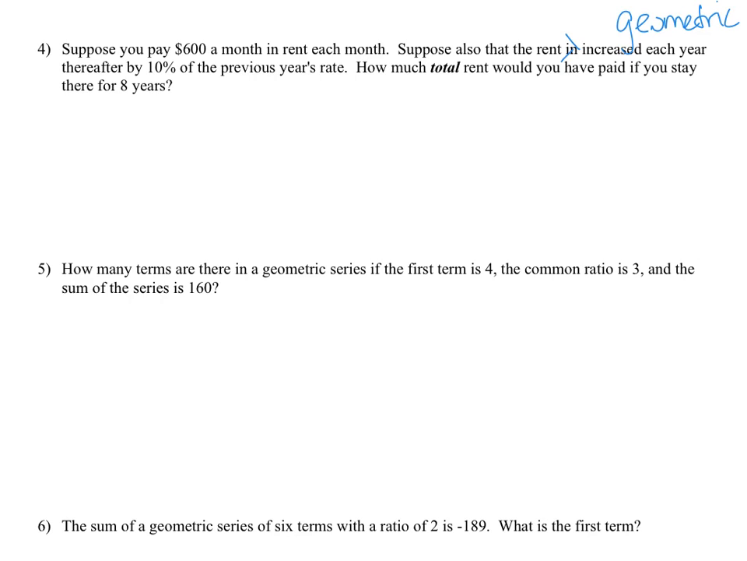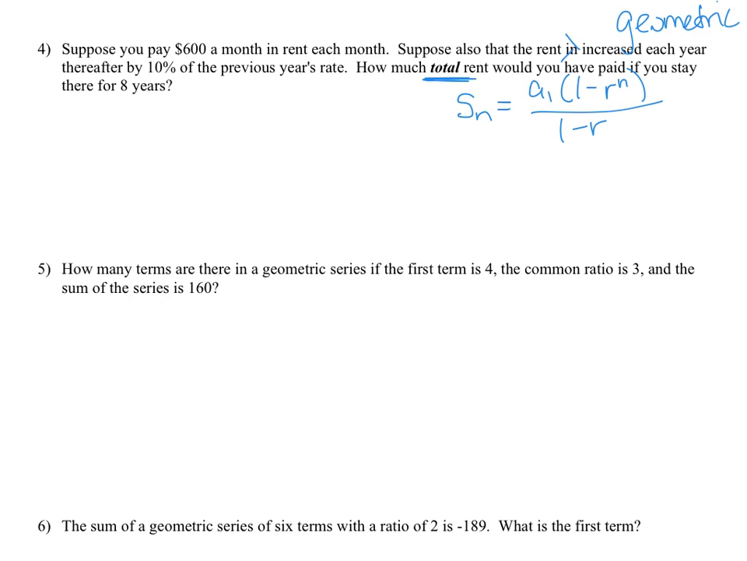Now I read through it and I said, oh, total rent. So what that tells me with total rent is that I'm going to be adding stuff up. So the formula for that is, if you recall, the first term, 1 minus r to the n, divided by 1 minus r. Again, you're given that formula, but those are the pieces that you need. Okay, given that that's the formula, you need the different pieces.